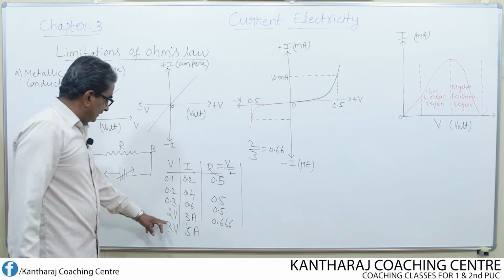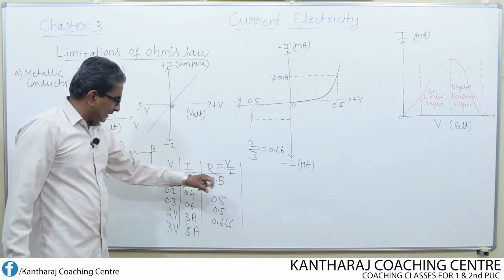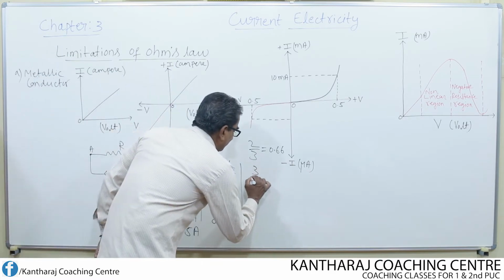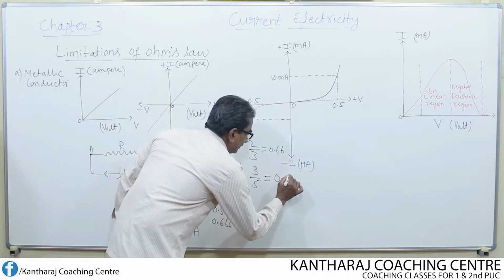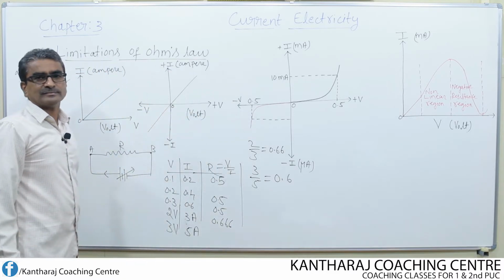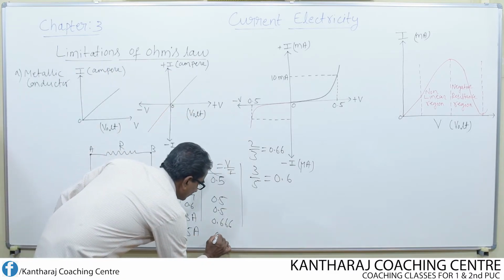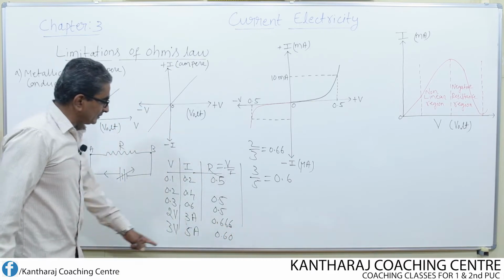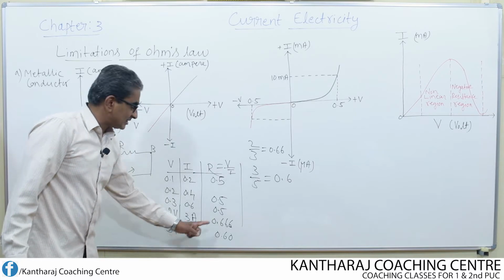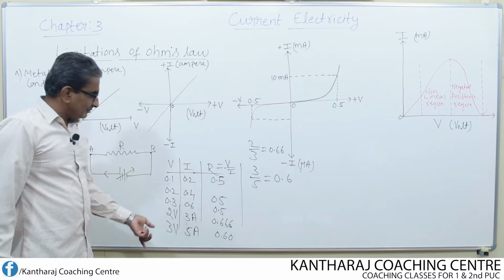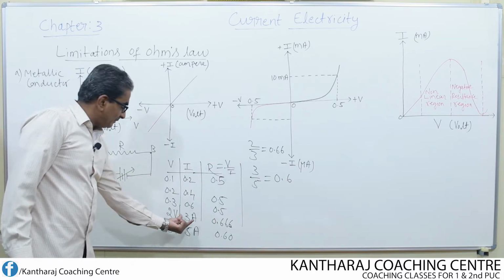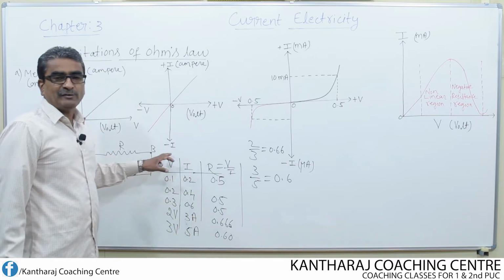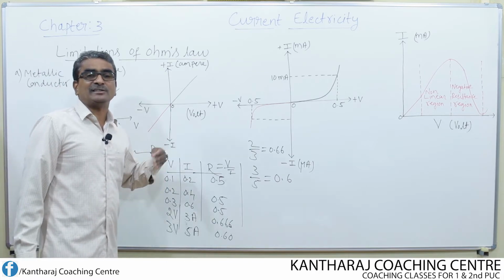0.666. Then 3 divided by 5. For this, 3 divided by 5, what do we get now? 0.6 we get. Look, here 0.666, here 0.6. That means the two values are not constant. Resistance is not remaining constant because the current got increased. That means for large current, variation of I with V is not linear, it is non-linear.